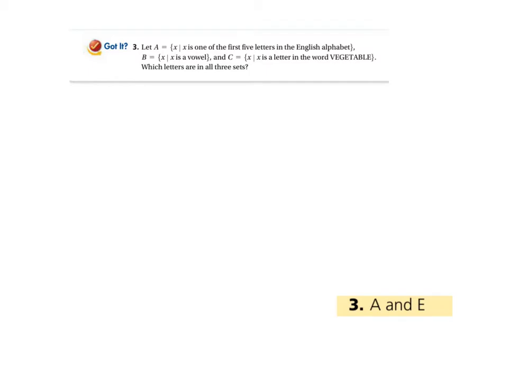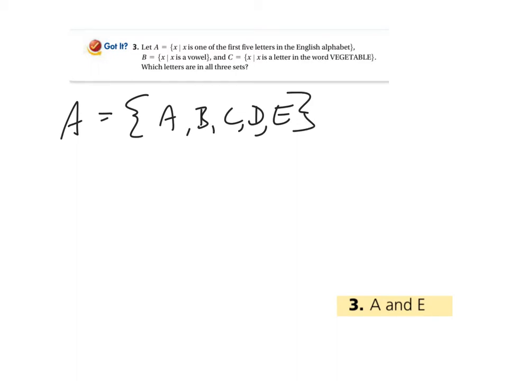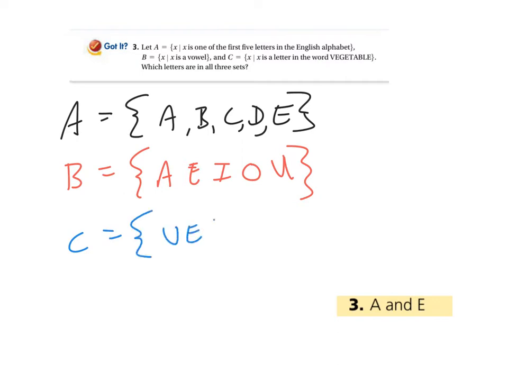Set A is x such that x is one of the first 5 letters in the English alphabet. So set A is going to be A, B, C, D, and E. And set B is x such that x is a vowel. So we're going to go A, E, I, O, U. No sometimes Y, none of that. I know you're thinking it. And set C is letters of the word vegetable: V, E, G, E, T, A, B, L, E.